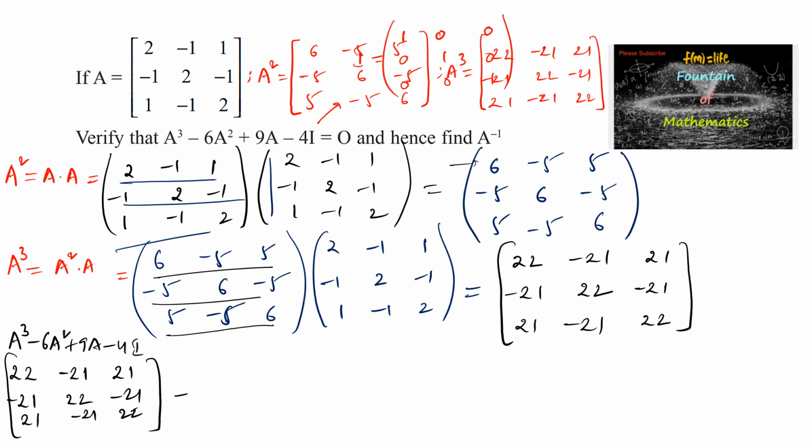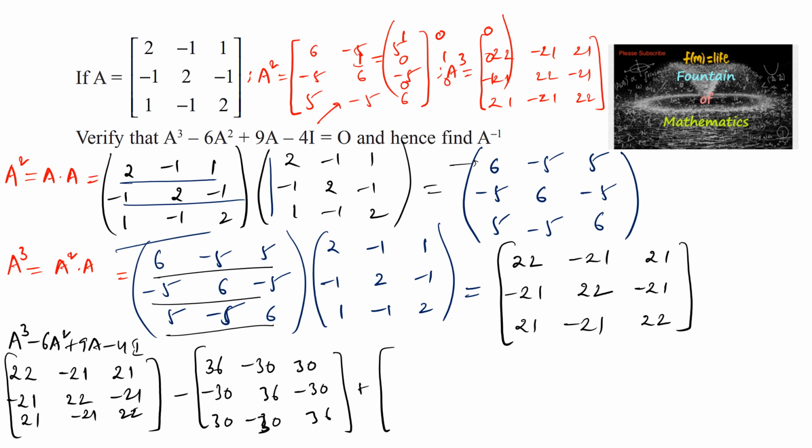So here A², 6 is multiplied: 6 6s are 36, 6 5s are 30, and again 6 5s are 30, 6 into negative 5 is negative 30, 6 into 6 is 36, 6 into negative 5 is negative 30, and again 30 here, negative 30, and again 6 6s are 36. Plus 9 times of matrix A, that is 9 is multiplied with A matrix, so 9 2s are 18, minus 9 and plus 9, and again negative 9, 9 2s are 18, and 9 and again 9, here negative 9, and 9 2s are 18.